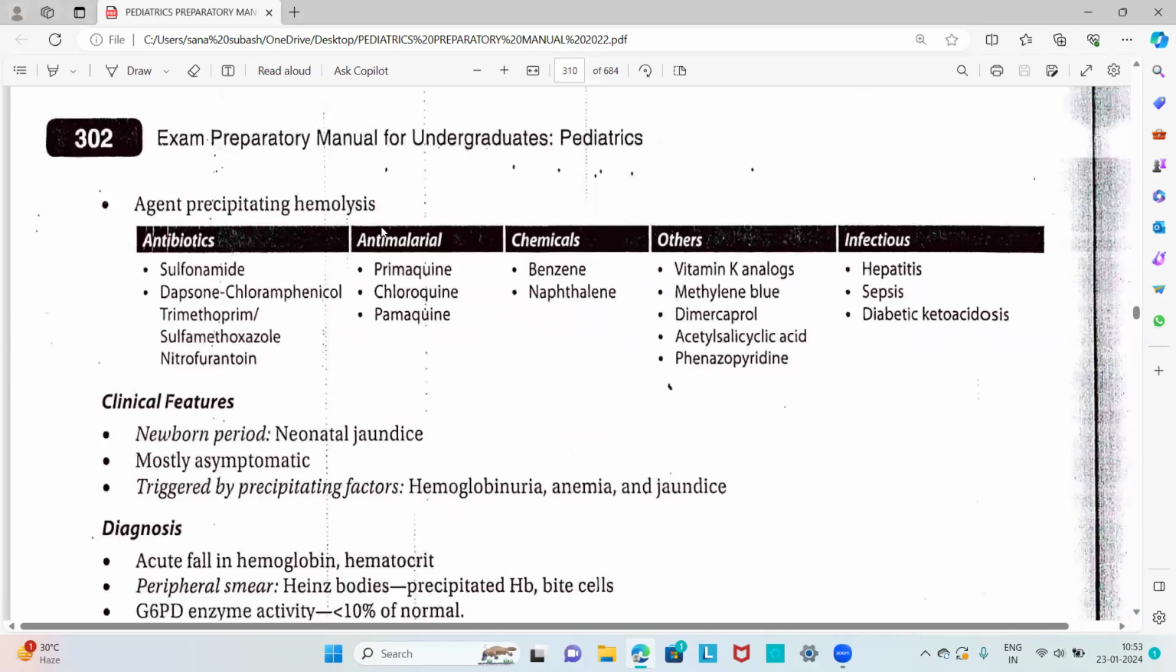Agents precipitating hemolysis are antibiotics like sulfonamides, dapsone, chloramphenicol, trimethoprim or sulfamethoxazole, and nitrofurantoin. Antimalarials are primaquine, chloroquine, and pamaquine. Then chemicals like benzene, naphthalene, and others like vitamin K analogs, methylene blue, dimercaprol, acetyl salicylic acid, and phenazopyridine, and infections like hepatitis and sepsis, and diabetic ketoacidosis are all precipitating factors for hemolysis in G6PD deficiency.